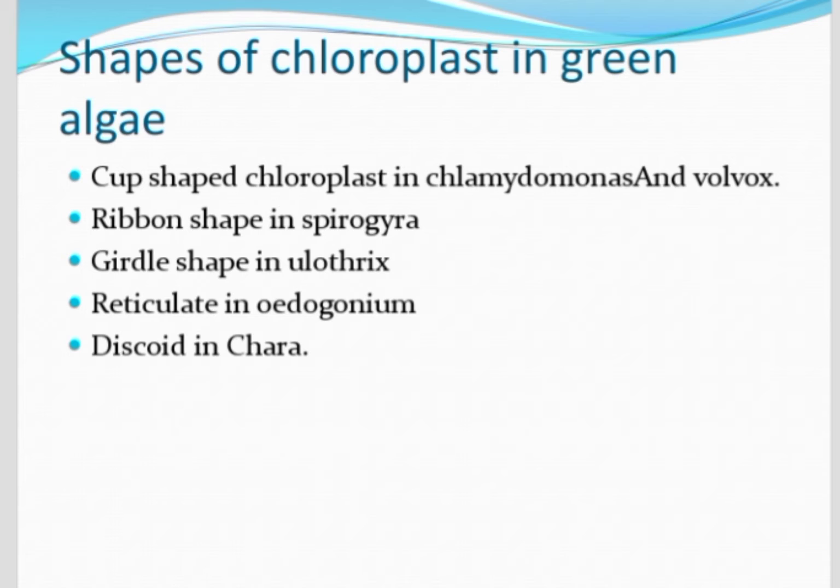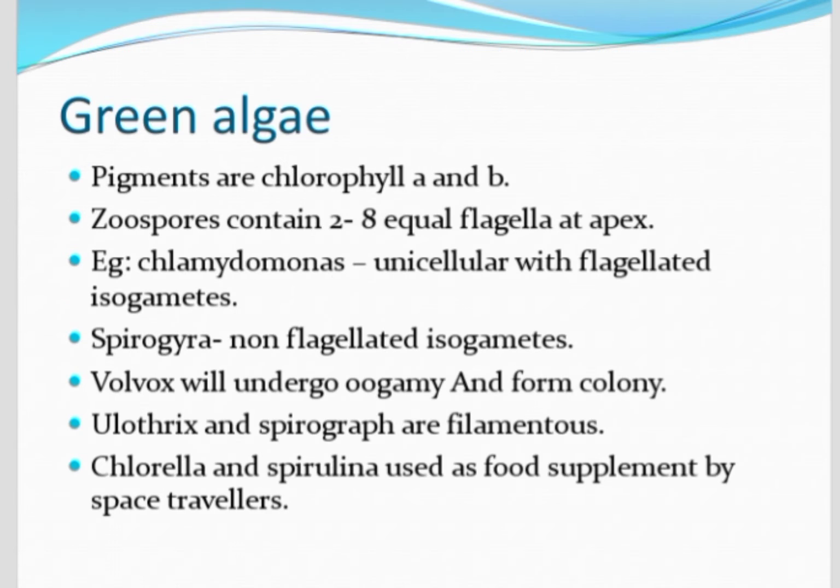The shapes of the chloroplast in green algae is also another important topic. Cup-shaped chloroplast is seen in Chlamydomonas and Volvox. Ribbon shape is seen in Spirogyra, girdle shape or ring shape in Ulothrix, reticulate in Oedogonium and discoid in Chara. Other important points about the green algae are the pigments.